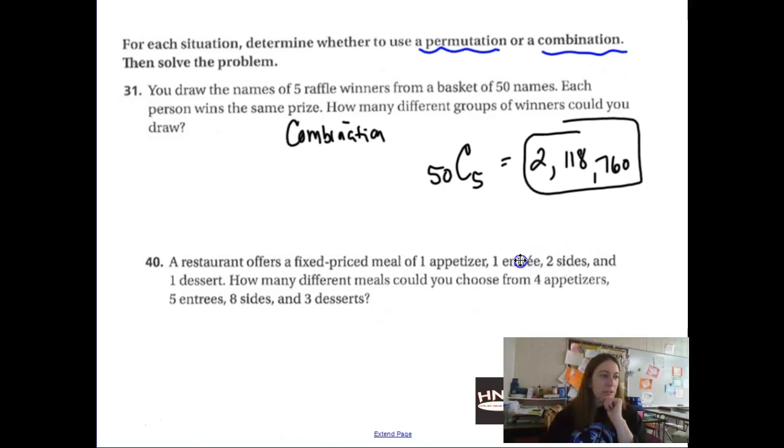Number 40 is another good counting principle question. So be careful here. You're going to choose 1 appetizer, 1 entree, 2 sides, and 1 dessert. So how many different meals could you choose?